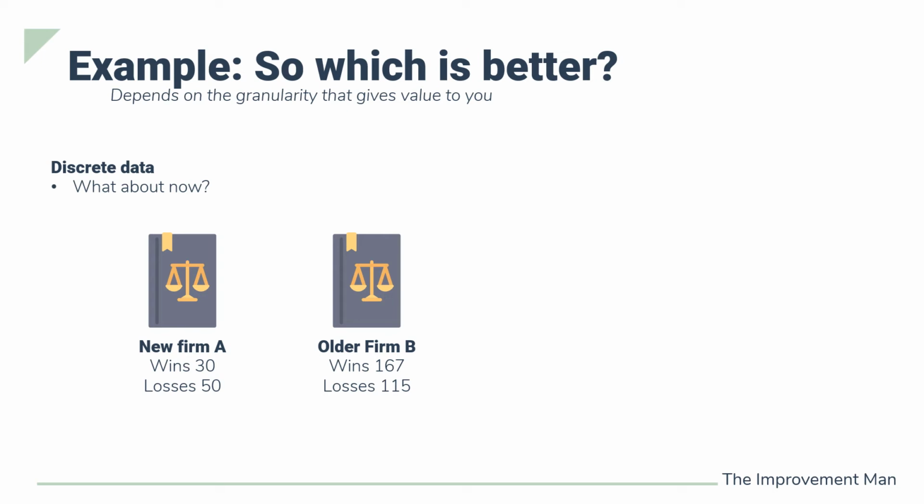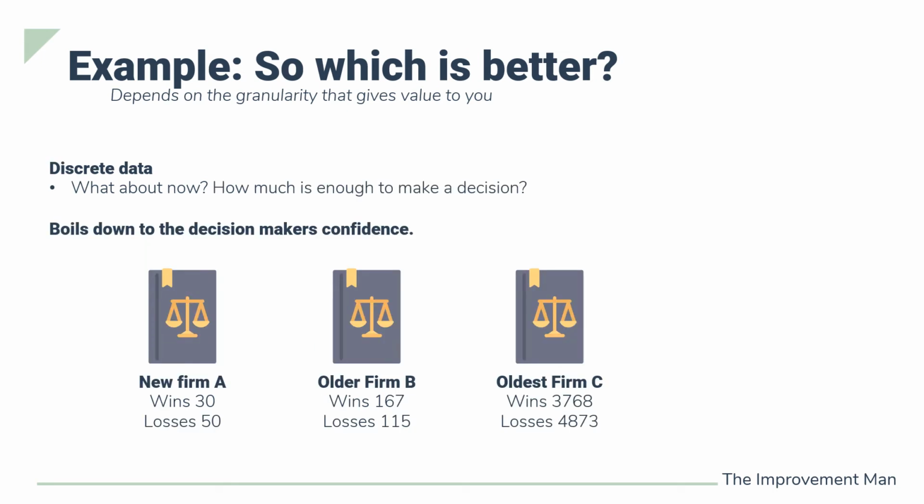But then, is that still enough of a data set to be able to make our decision? And when we throw in the complexity of firm C, it has an order of thousands. So they've got almost 10,000 cases to their name.